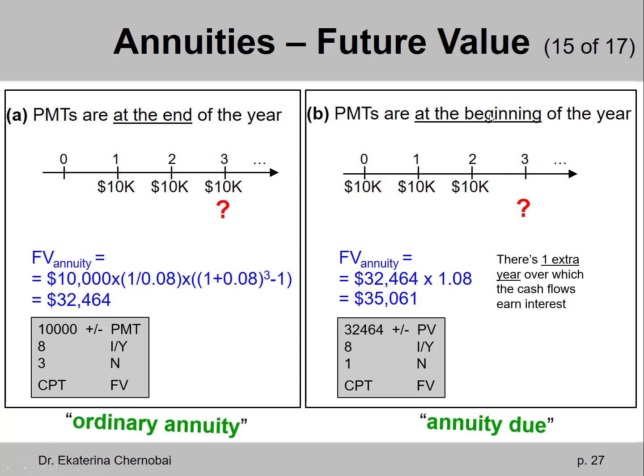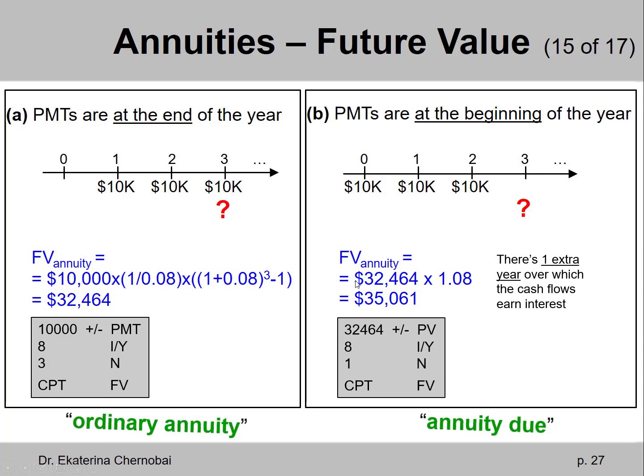But the wording might give you a hint that the payments are at the beginning of the year. So maybe they say something like the first payment is going to take place immediately, or the first payment in our annuity is today. Or it could say payments are made at the beginning of each year, very clearly. That's an annuity due.